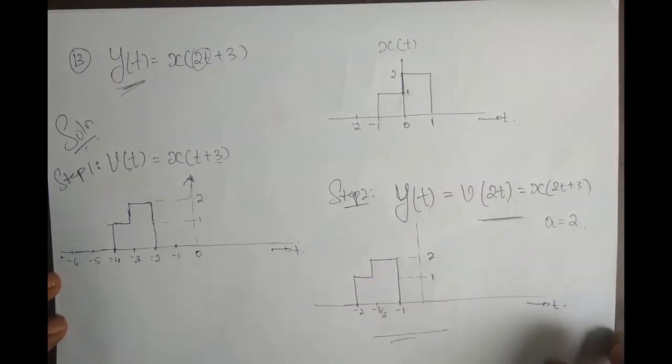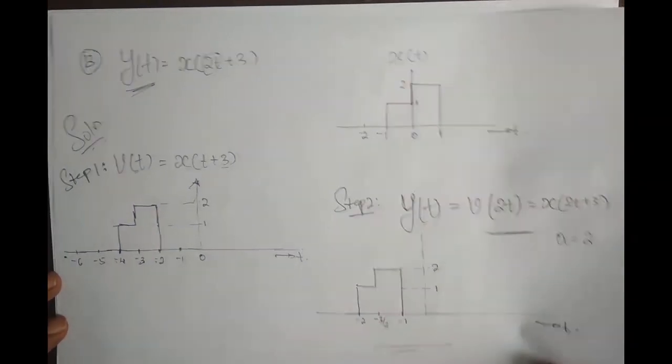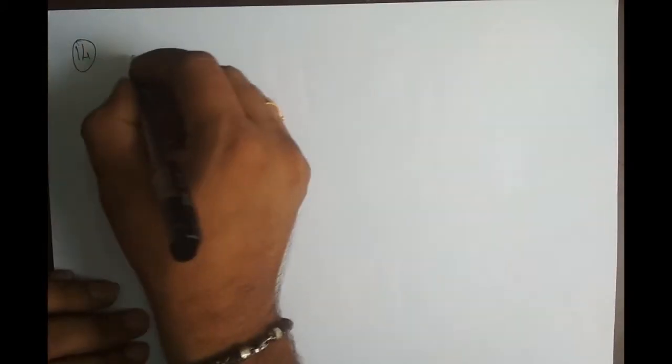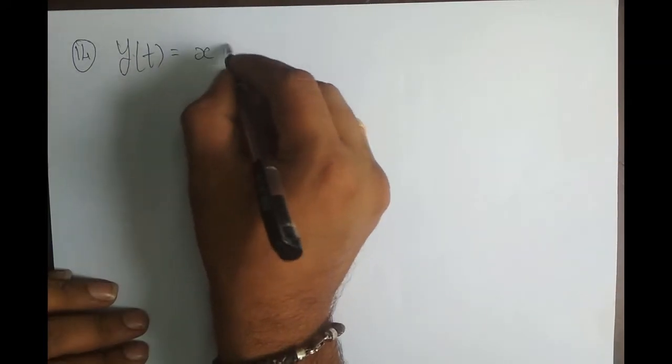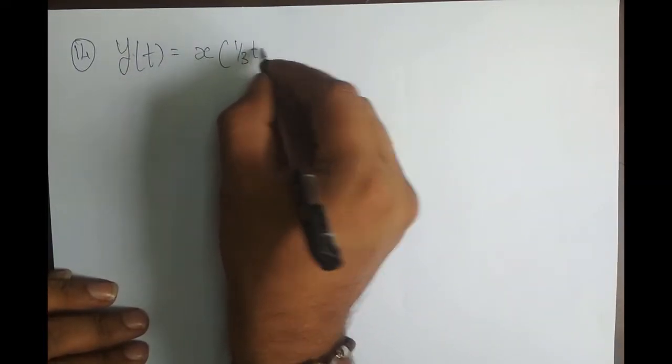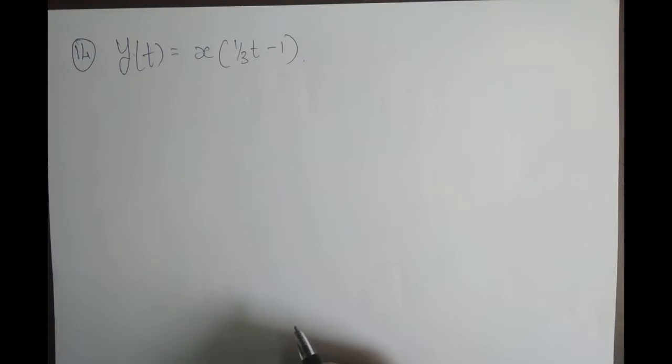Okay. So this is the solution for problem number 13. Now problem number 14. What I need is y of t is equal to x of 1 by 3t minus 1, right?